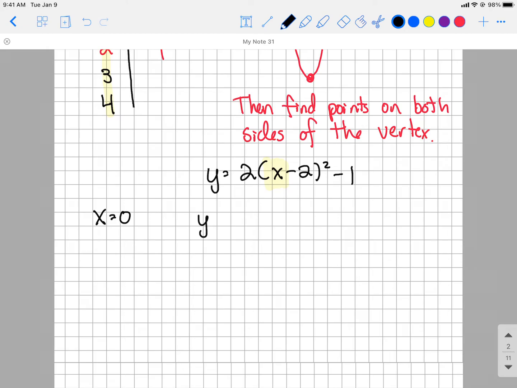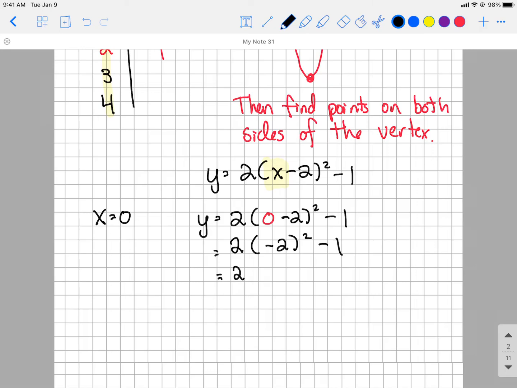So we've got y equals 2, and then so this x is now 0. And then minus 2 squared and minus 1. And so to get our y value, all we do is do the calculations here. So 2 is just 2, 0 minus 2 is -2. Then we'll square that and subtract 1. Be really careful, make sure you're following BEDMAS here.